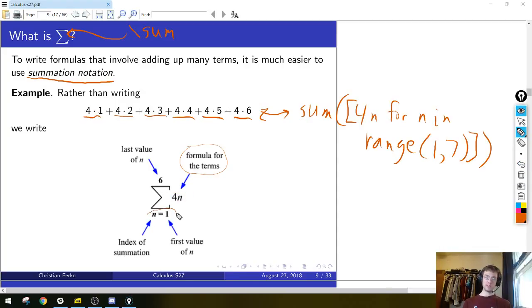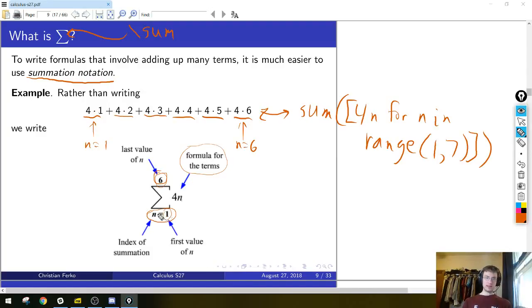Well, to figure out which integers you're summing, you look at the bottom and say we start at 1, and then we go up to and including 6. The last value of n is 6. So this is different from Python. In Python, you don't include the last one. In summation notation, you do. So this means write 4n going from n equals 1, the first one, up to the top value, n equals 6.